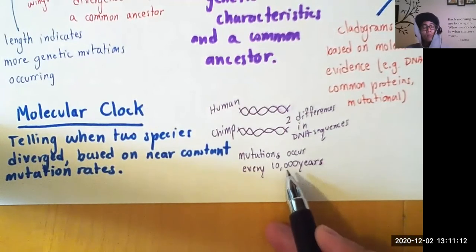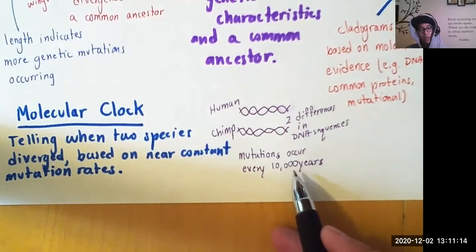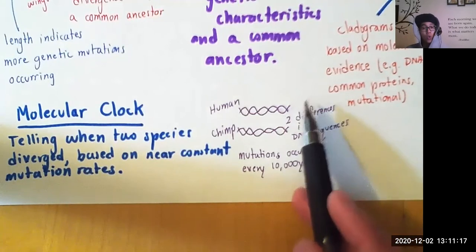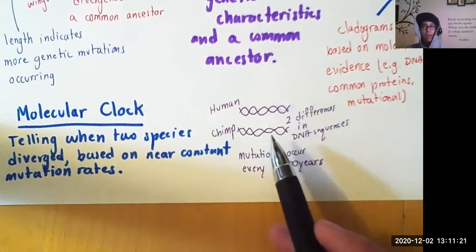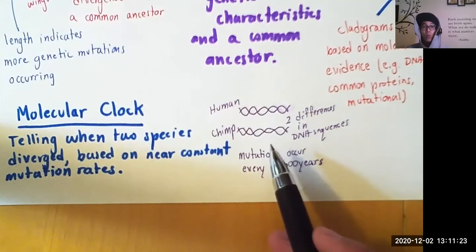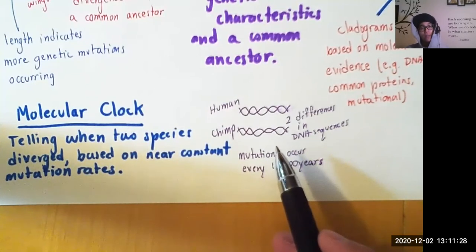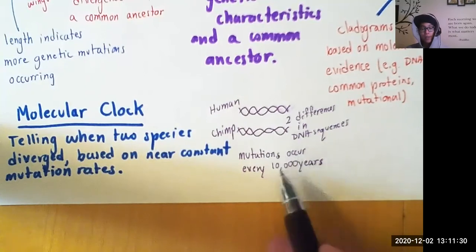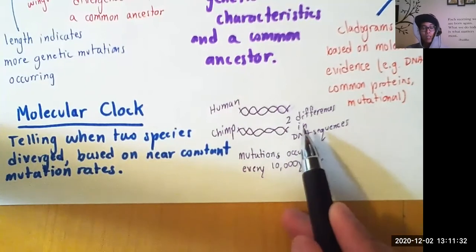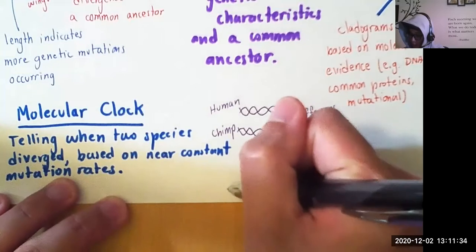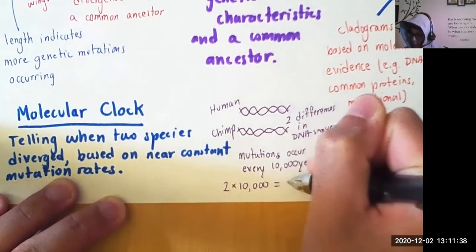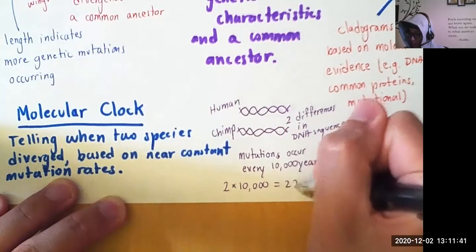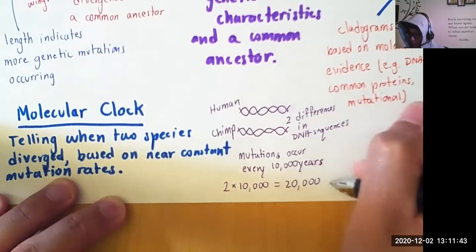If a mutation, in this example, occurs every 10,000 years, and there are two mutational differences between a human and a chimpanzee, how many years in the past would we expect these two modern species to have diverged? Well, you just do the math. One mutation every 10,000 years, there are two mutations present. 2 times 10,000, you can expect these two species to have diverged 20,000 years ago.